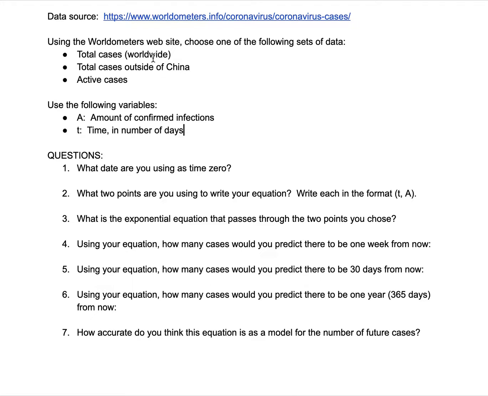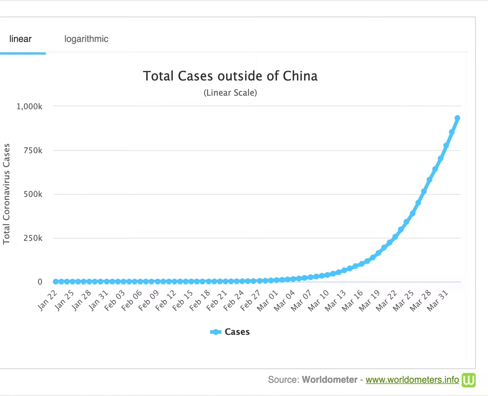So you're going to need to go and pick one of these three graphs. You go over to the site, and I'm choosing to use this graph, which is the total cases outside of China. And for doing this work, you're going to need some numbers to actually use. That doesn't mean that I want you just looking at the graph and estimating, but you can actually get exact numbers by moving your mouse over the graph. You'll notice that as you move your cursor over the graph, it's telling you that on a given date, there were a certain number of cases.